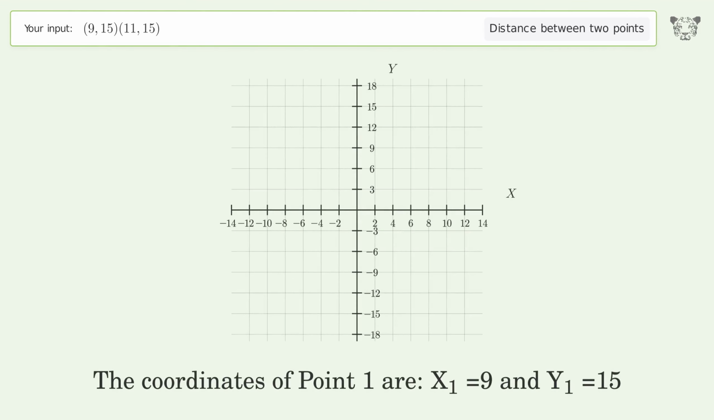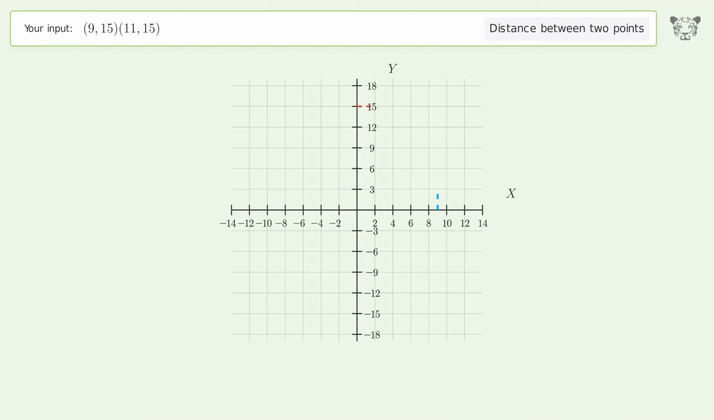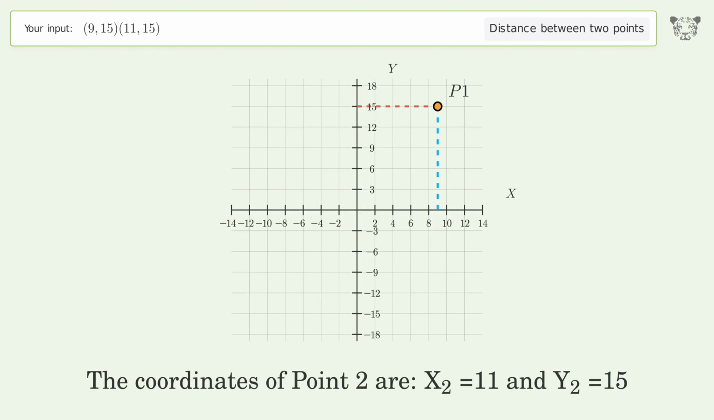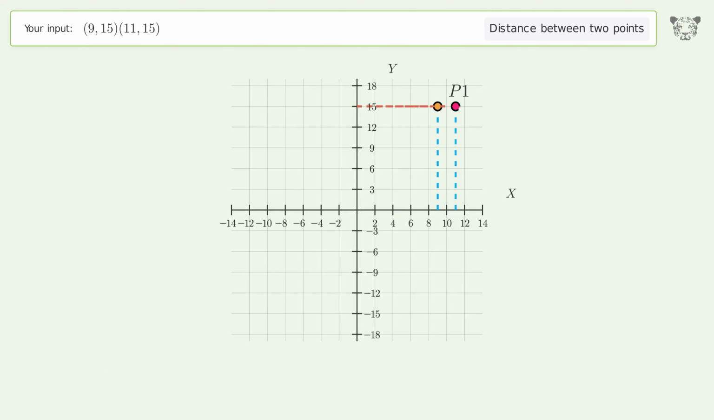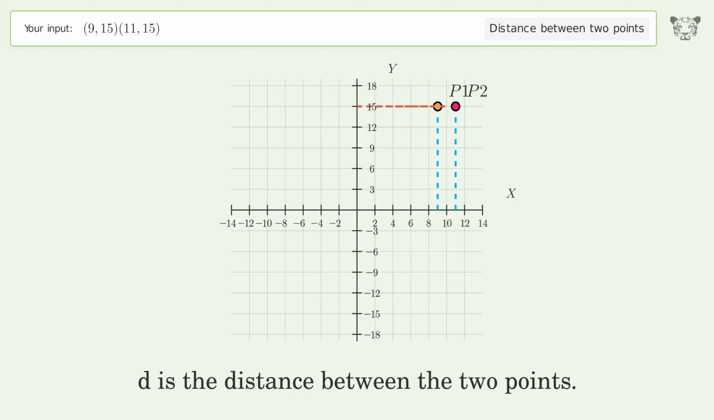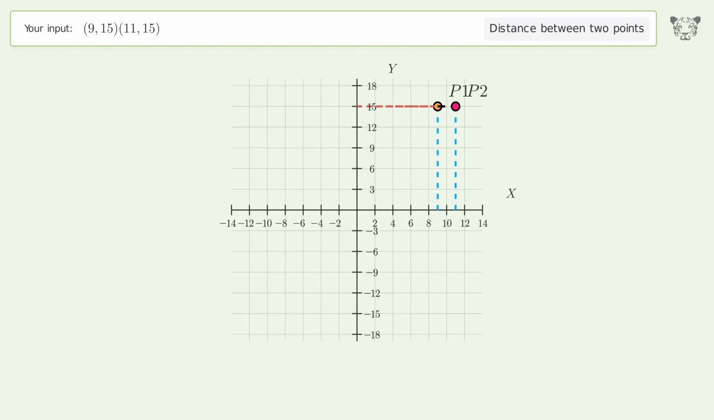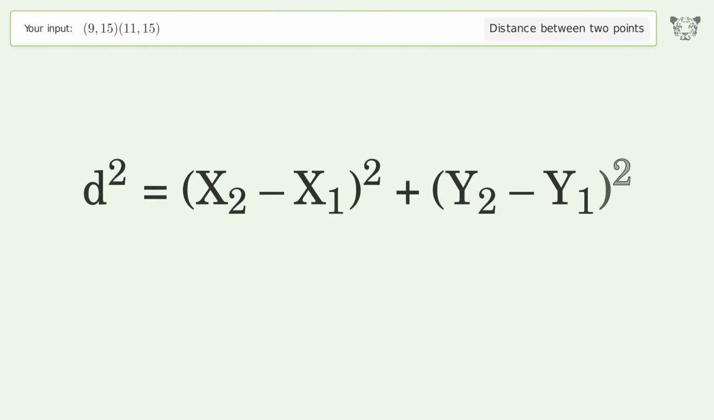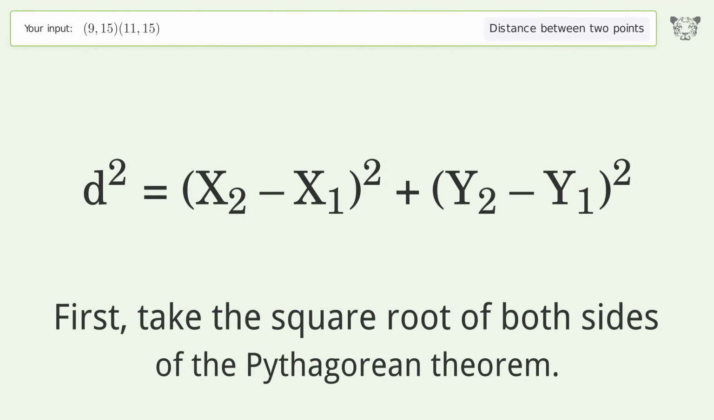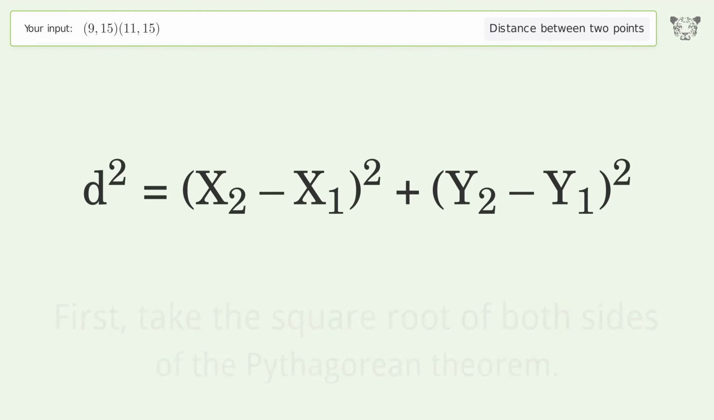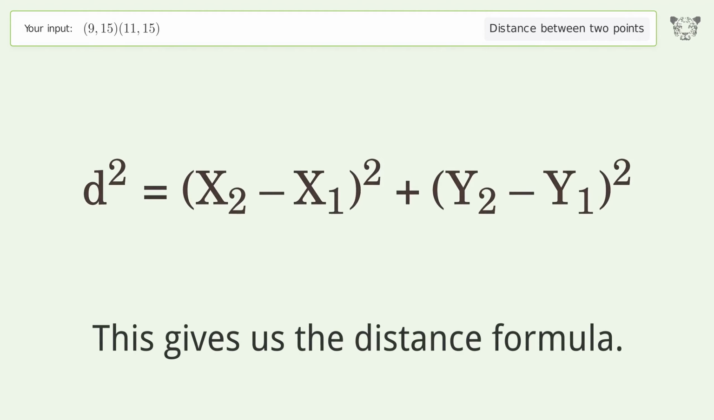The coordinates of point 1 are x1 equals 9 and y1 equals 15. The coordinates of point 2 are x2 equals 11 and y2 equals 15. D is the distance between the 2 points. First, take the square root of both sides of the Pythagorean theorem. This gives us the distance formula.